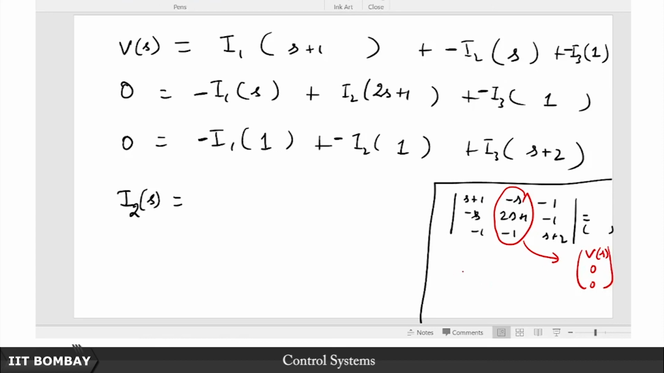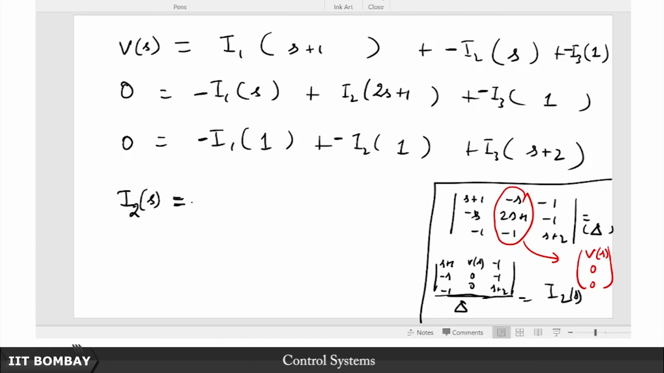So you divide by the first determinant, which you call, let's say, delta. You divide this determinant with S plus 1, minus S, minus 1, V of S, 0, 0, minus 1, S plus 2 by delta, and this is going to be your I2, yeah. Once you have got I2, you just multiply it by S to get S I2, which will be nothing but your output voltage that you want to actually evaluate, alright. I think I have already tried this out in rough, and here is what the solution comes out to be.